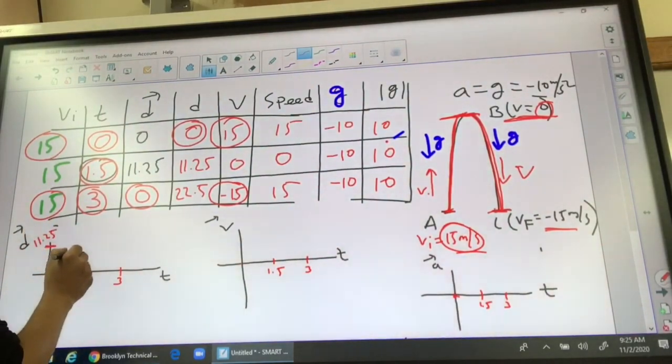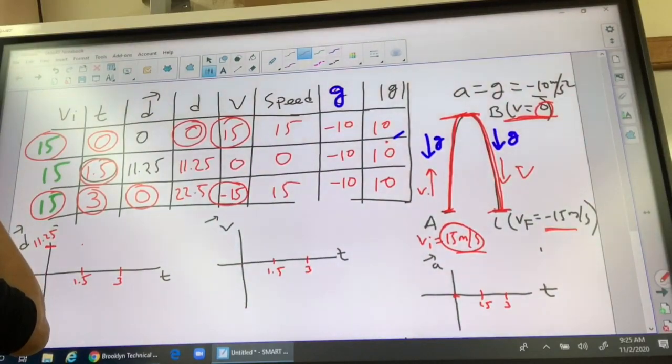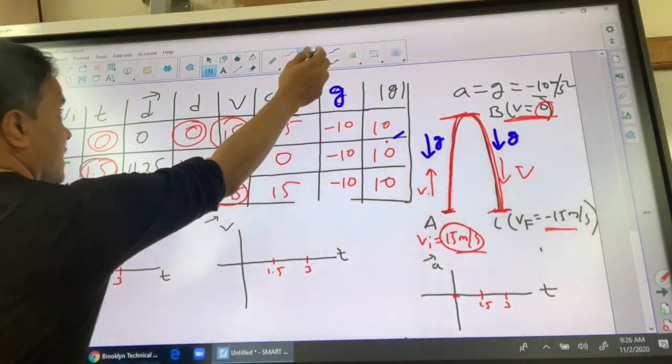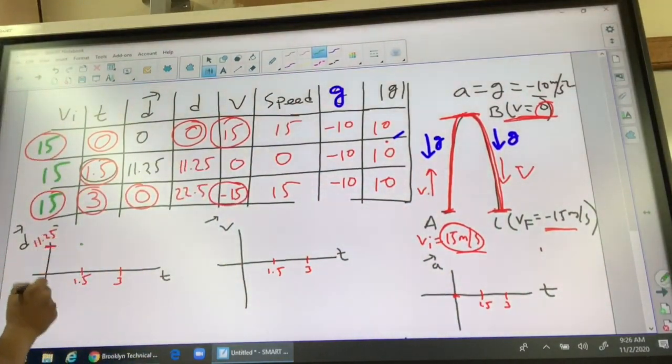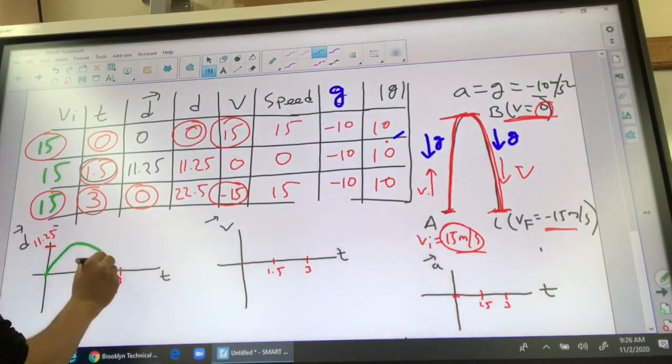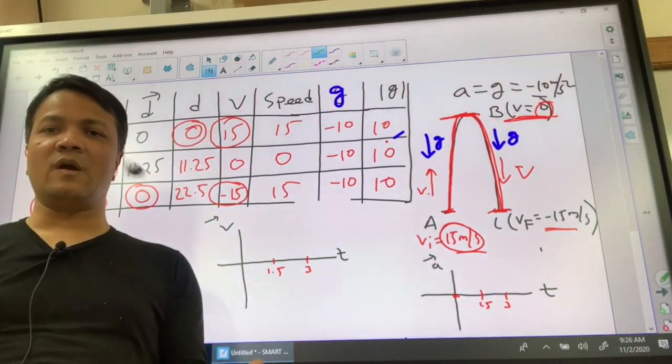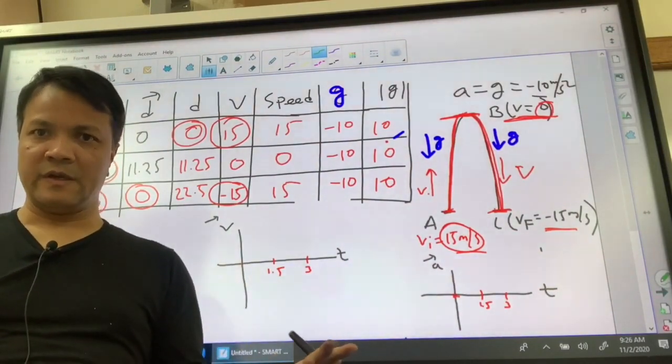Okay. So 11.25 is right here. And at 3 seconds, displacement is 0. So this all adds up. So right here, and right here. So you just connect these 3 dots. All right. So this is the displacement versus time graph of the ball you just threw in the air.